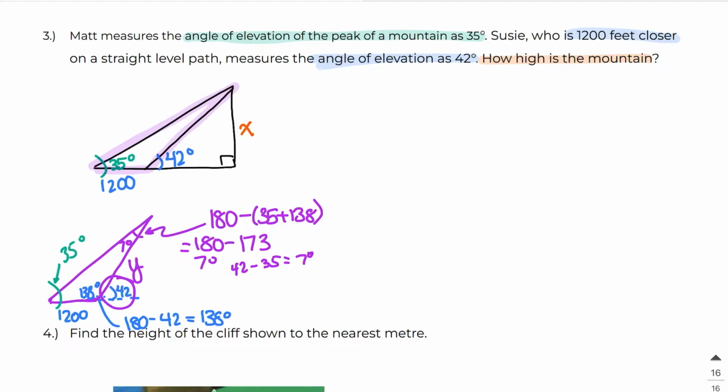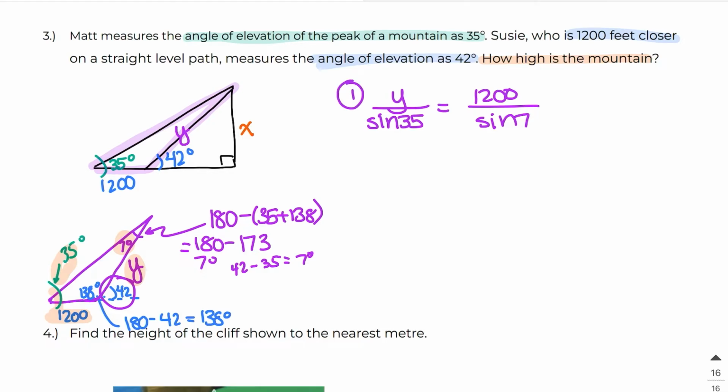So the first thing I need to do is find out what y is going to be. So I have a matching pair right here. This 7 degree angle matches with this 1200 right here. And then I want to solve for y with this 35 degree angle right here. Okay, so let's go ahead and set this up right here. So I'm going to say y over the sine of 35 is going to be equal to 1200 over the sine of 7 degrees. So that's the first thing I need to do.